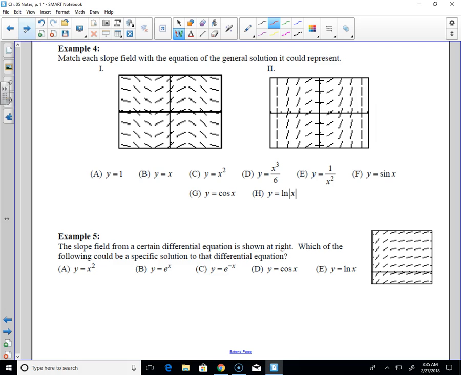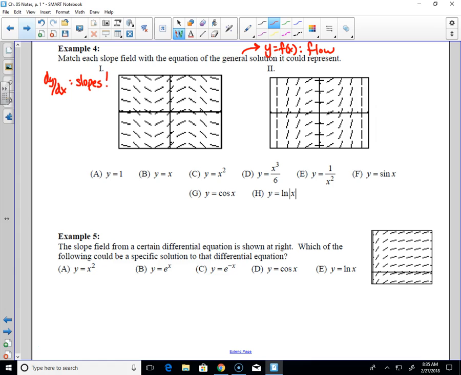Slope field. Remember, dy dx actually solves for the numeric values of the slopes. The general solution, which would be like y equals f of x, you have to look at the flow. So the dy dx gets us the actual slopes. The general solution follows the flow.